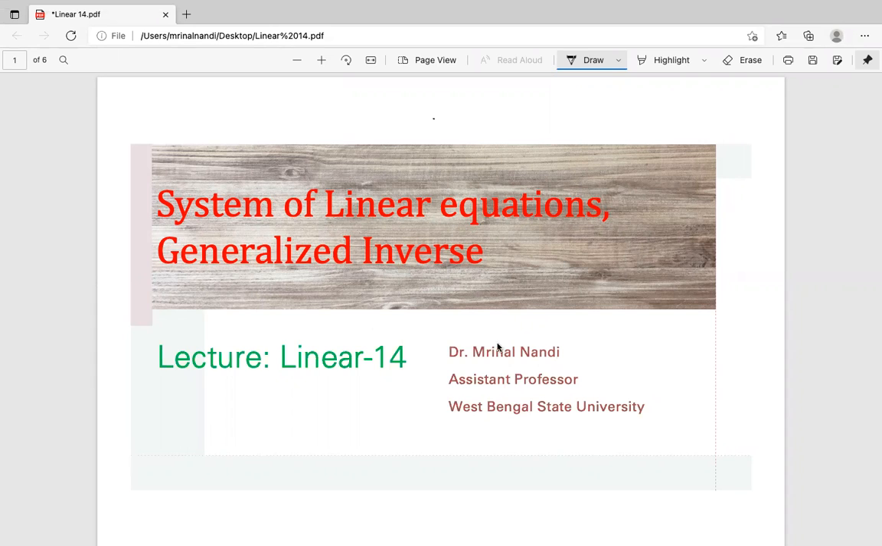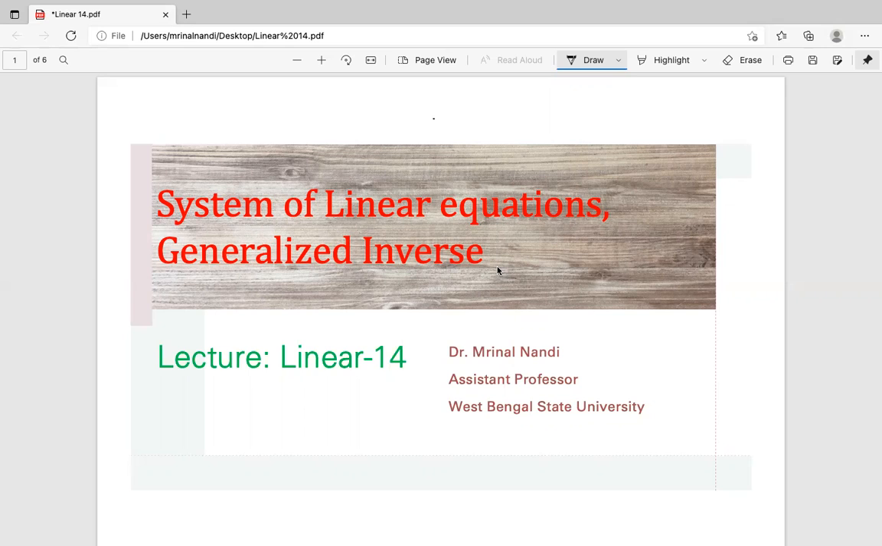So lecture 14, system of linear equations and generalized inverse. We already discussed systems of linear equations in previous classes, very fast, in lecture 2 or 3, but we'll discuss it here in slightly more depth, because there we did not introduce the idea of rank, vector space, column space, and row space.